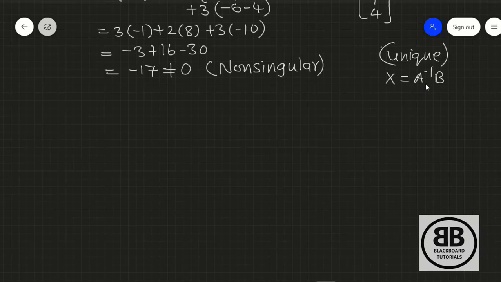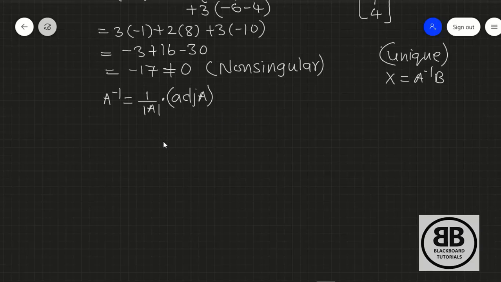A inverse. But before that, how to find A inverse? We have the formula A inverse is equal to 1 upon determinant of A, adjoint of A. Okay, so first of all we need to find adjoint. So adjoint means we have to take cofactor matrix, and then we have to take transpose of that cofactor matrix. So first we will find the cofactor matrix.